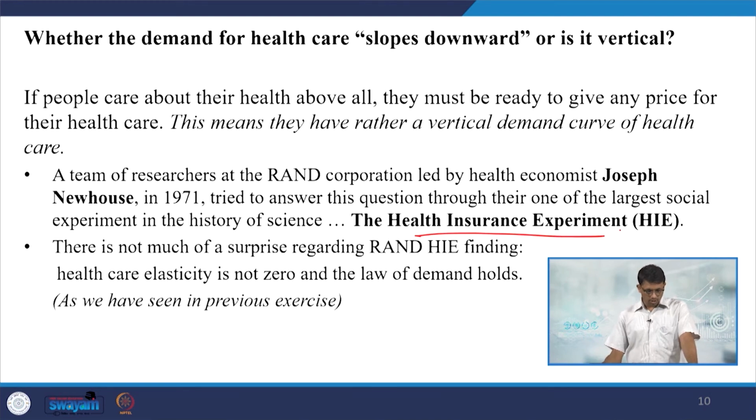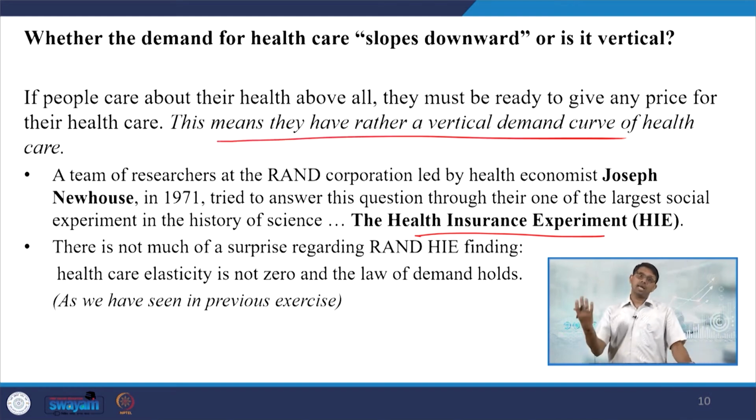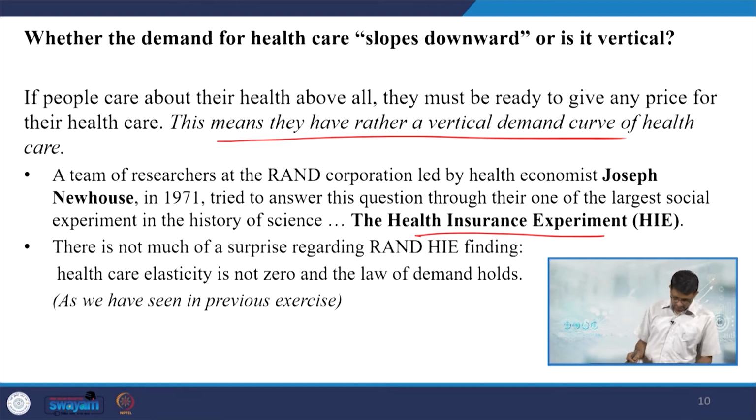What they try to know, that if people care about their health above all, they must be ready to give any price for their health care. Okay. So, this means that they have rather a vertical demand curve as well for health care. So, it depends upon the type of product. Any price, if they are ready to pay for it, that means it is precisely considered to be perfectly elastic. So, one experiment is called RAND HI finding or experiment. Healthcare elasticity is net zero. That is interesting aspect.